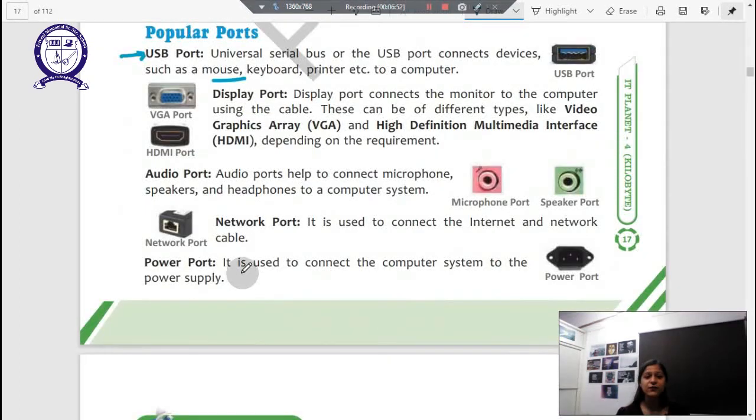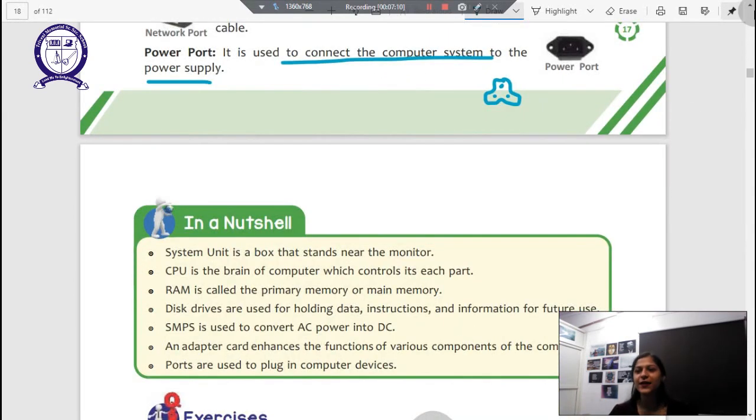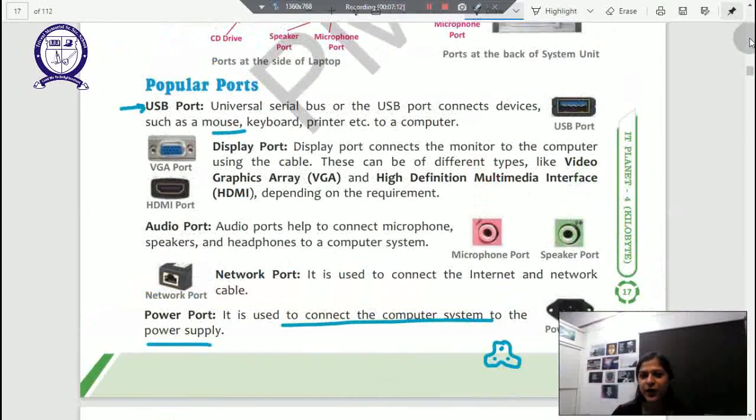Then we see a network port. It is used to connect the internet and network cable. Power port: it is used to connect the system to the power supply. It looks like this, like 3 dots are there. I hope you get it. So let's just see once more here.